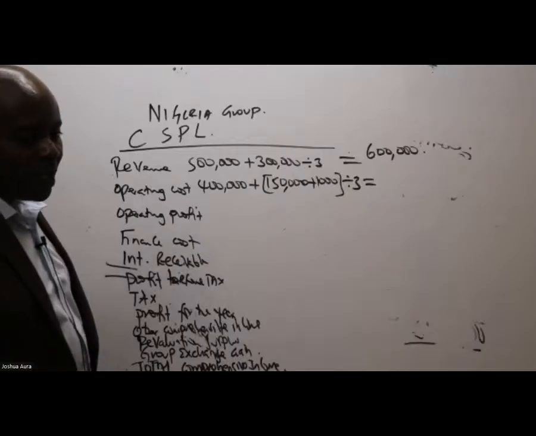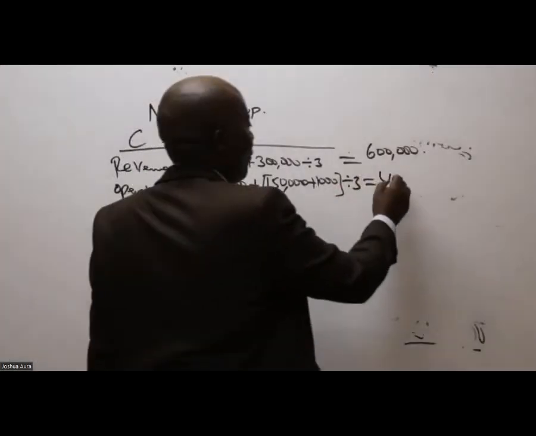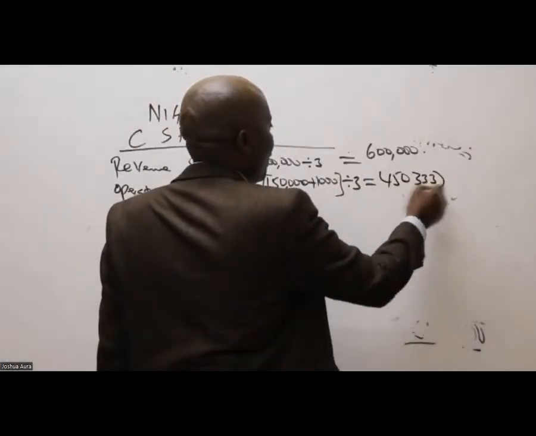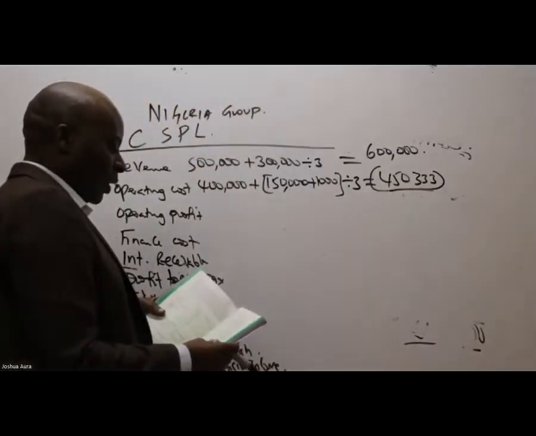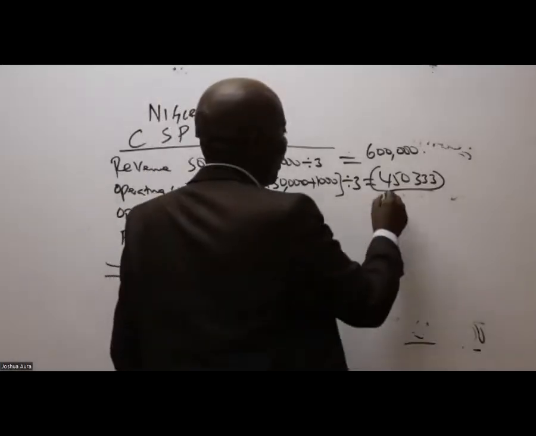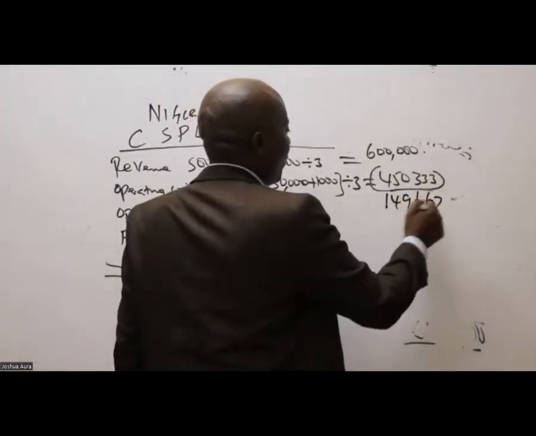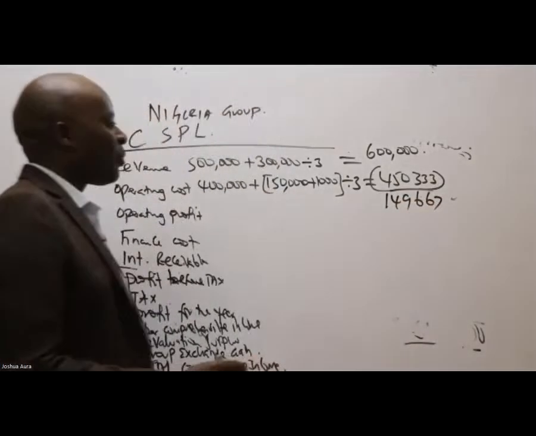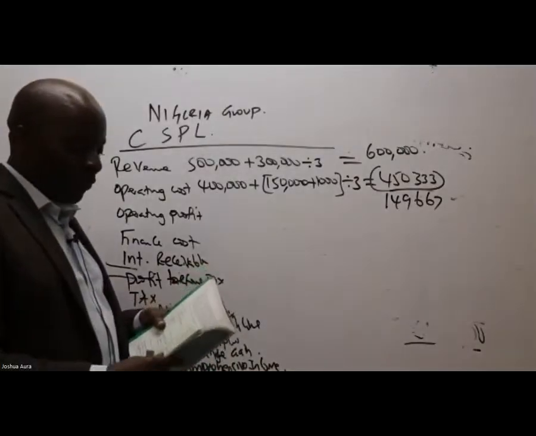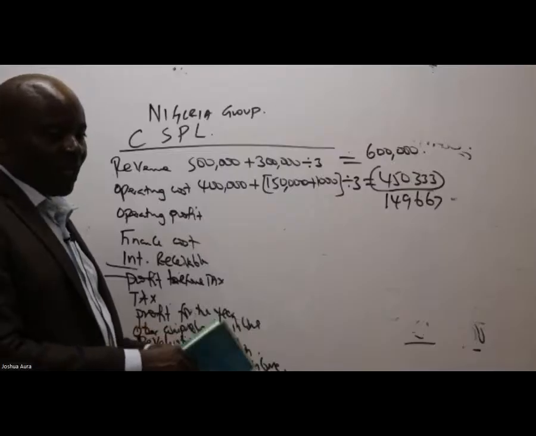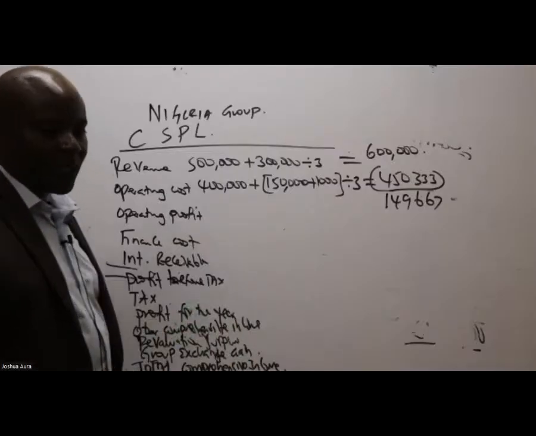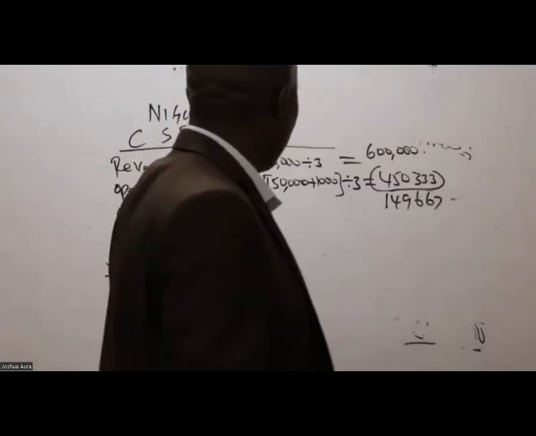You have 450,333. And if you subtract here, now we shall be able to get our operating profit of 149,667. Can you kindly confirm this operating profit? 149,667. Yes. So from there we go to the finance cost.